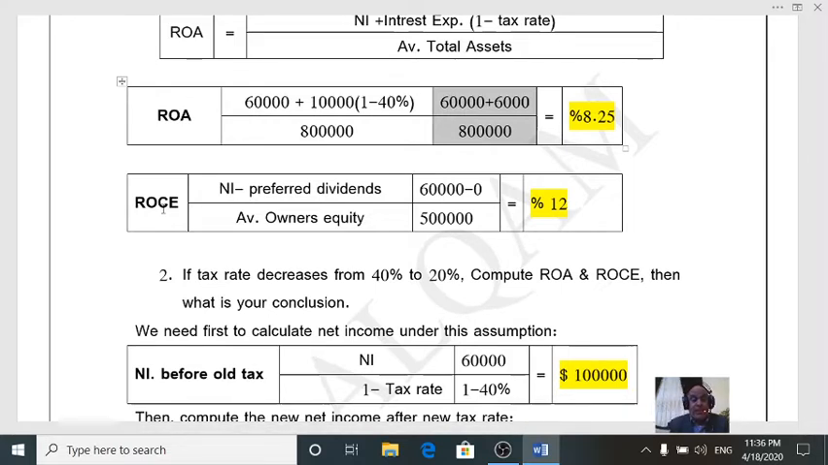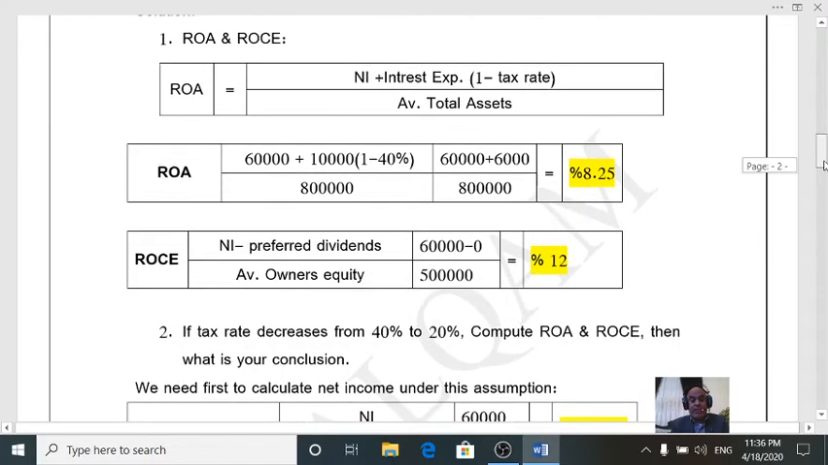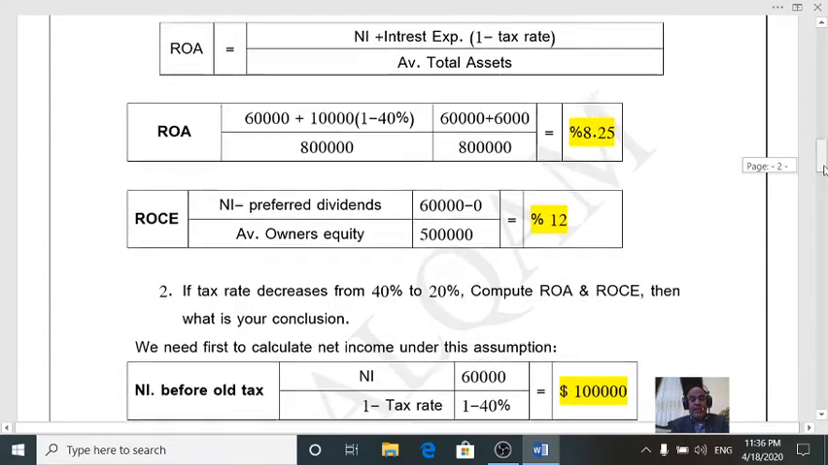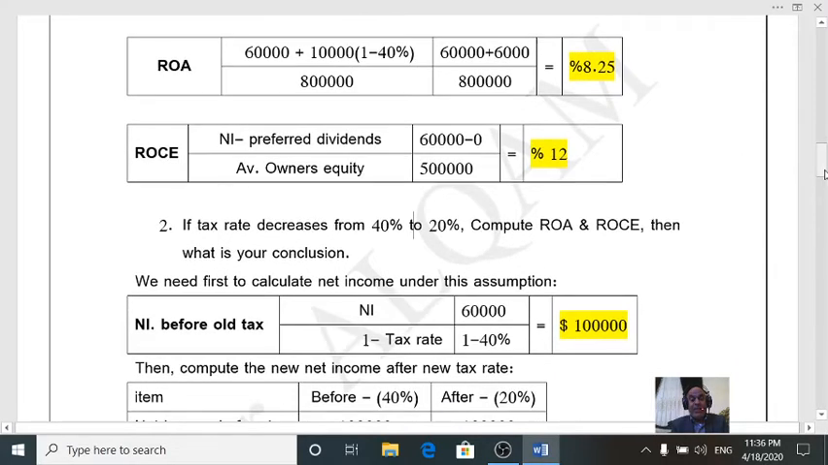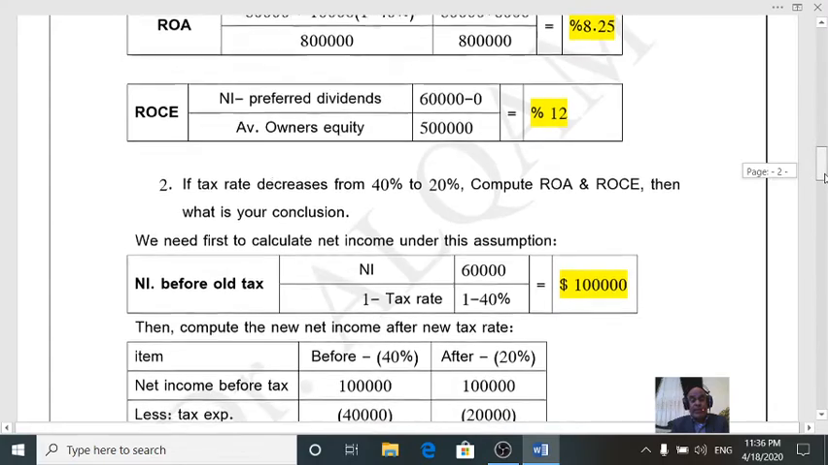Then we compute return on common equity: net income minus preferred dividends, if we have preferred dividends, but in this example there are no preferred shares, over average owners' equity. Here we talk about only common equity, so if we have any preferred shares we will exclude them from the average owners' equity. So when we divide 60,000 over 500,000, it will be 12% as the return on common equity. These are the numbers of return on assets and return on common equity without any increase or decrease in tax rate or interest rate.